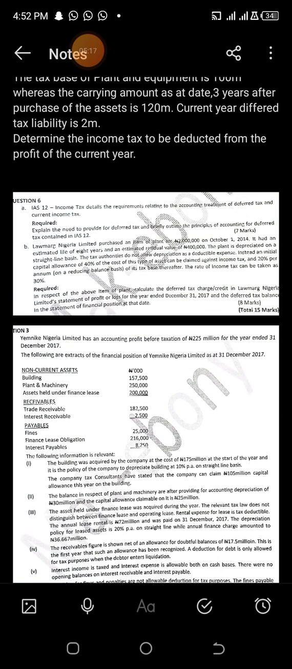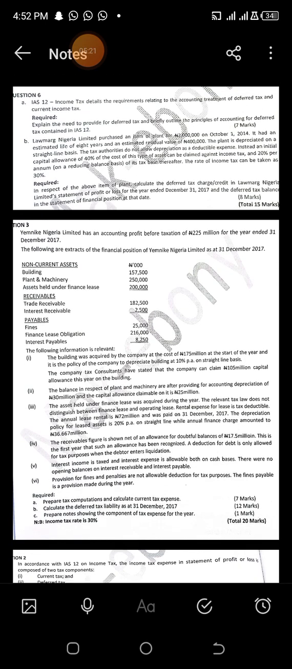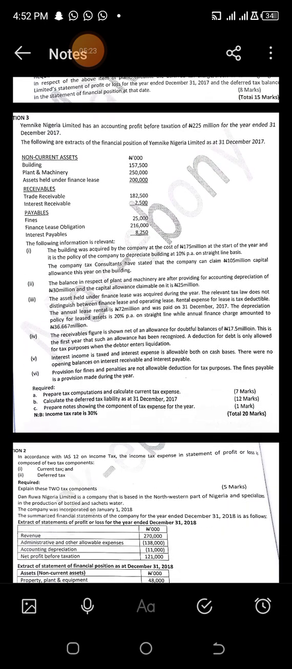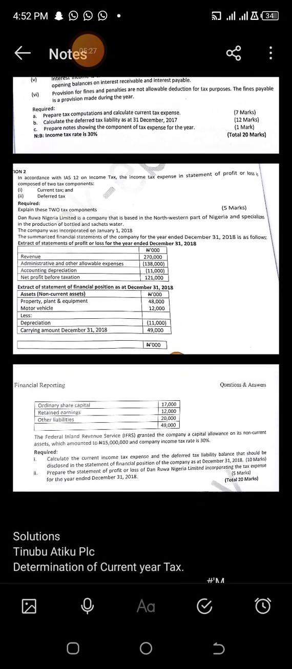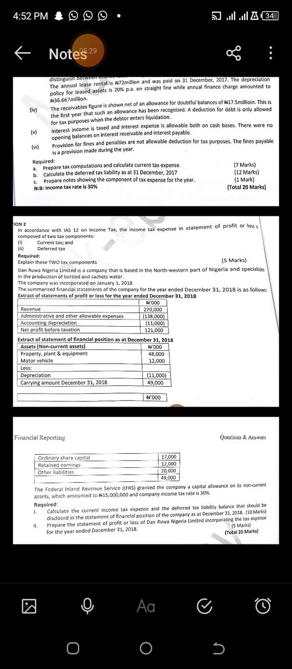And then this question 6 was set in May 2018. And then this question 3 was set in, I think, November 2018 or so. And then this question 2 was set in, I think, November 2021, if I'm not mistaken.